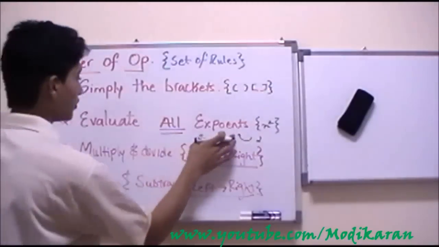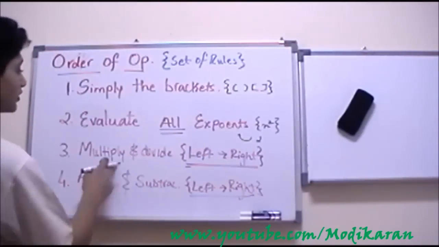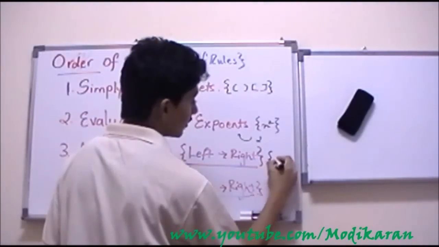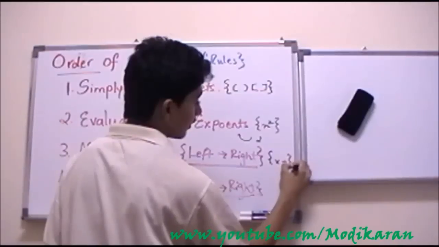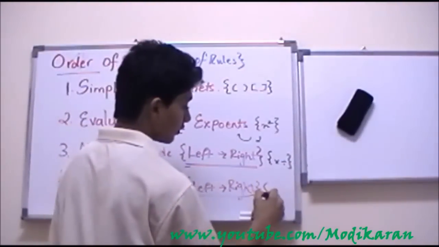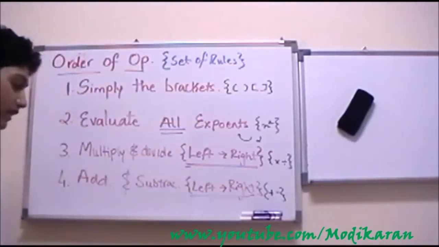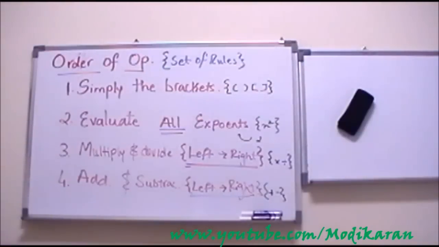Okay, now exponents, evaluate all the exponents. I give you an example over here. Multiply, divide, you know what multiplication and division is, but you go in a certain order. Now addition and subtraction, you know their sign, addition and subtraction, you go in left to right order. So that's basically it to understand the order of operations.